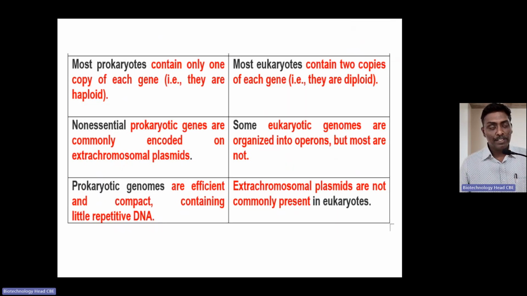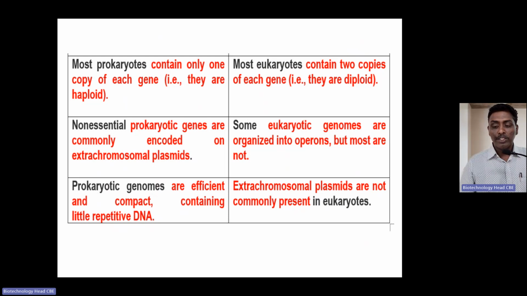And coming to the other differences between prokaryotes and eukaryotes, most prokaryotes contain only one copy of the gene, that is, they are haploid. But most eukaryotes contain two copies of the gene, that is, they are diploid in nature. Another difference: the non-essential prokaryotic genes are commonly encoded on extrachromosomal plasmids. So extrachromosomal genetic material is present in most prokaryotes.